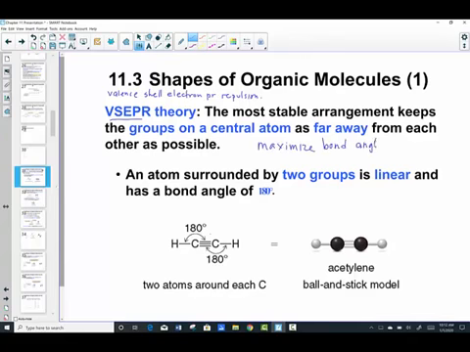And so when we look at the VSEPR theory, the three-dimensional arrangement of atoms around a central atom, the guiding factor is to maximize our bond angles. So an atom that's surrounded by two groups is said to have a molecular geometry of linear, and its bond angle is 180 degrees, as you would expect a straight line to have.